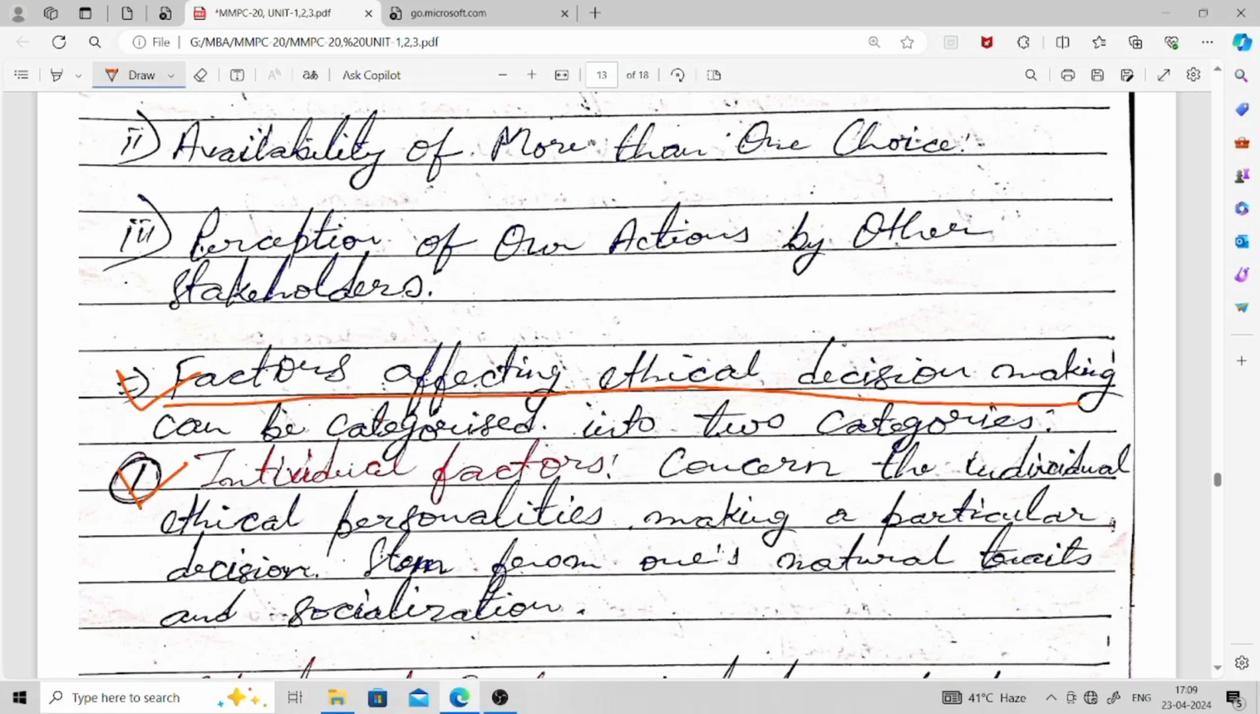This is the first factor, that is individual factors, which affect ethical decision making. It means one person's social environment and traits also affect his or her ethical decision making.